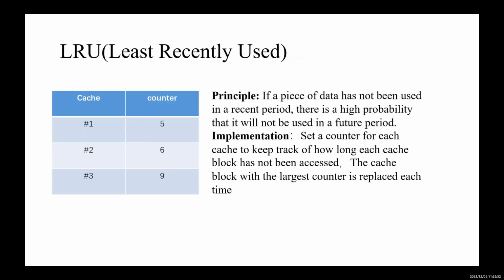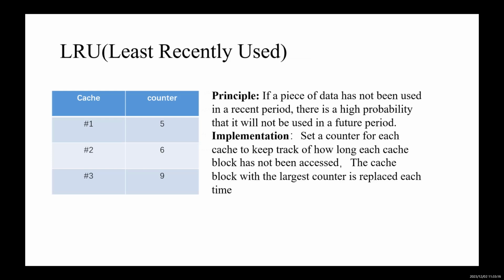Regarding the LRU algorithm, the theoretical basis of the algorithm is that if a piece of data has not been accessed recently, then it is very unlikely to be accessed in the future. So we can set a counter for each cache, record how long each block has not been accessed, and replace the largest block in the counter each time.